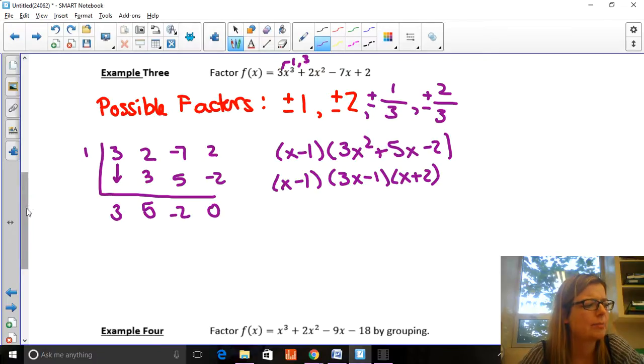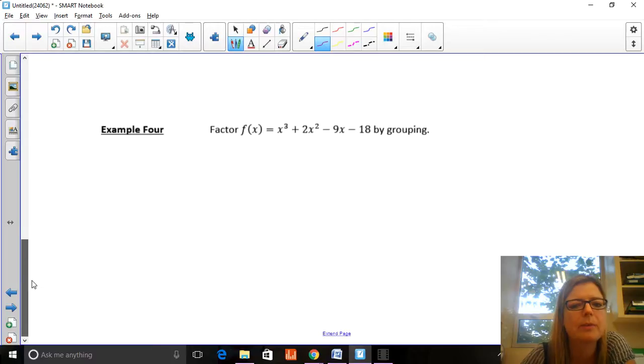You can try example 2 in the practice, which asks you to sketch. Notice that you can common factor out a 2x before you actually do your synthetic division. All right, so now I'll do a couple of examples that involve factoring by grouping.